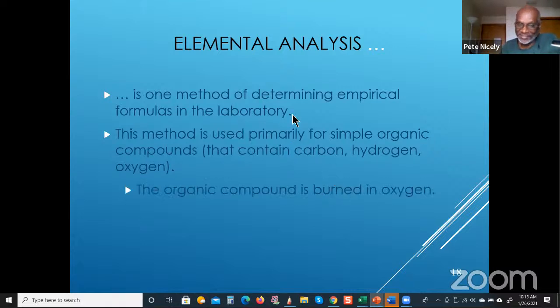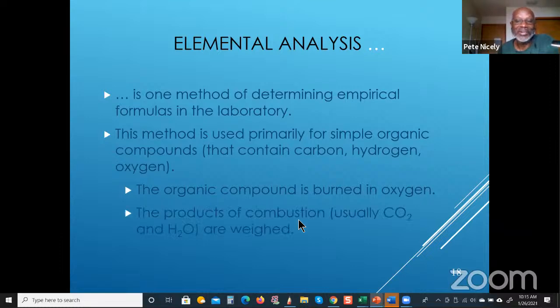So the way this works is that the compound is burned in oxygen. And this is something that you should know from your previous experience. When you burn an organic compound, any compound that contains carbon, hydrogen, and oxygen, you're going to get products. And the products will be carbon dioxide and water. And that's assuming that the combustion is complete, all right? You have burned the compound completely, and therefore you're going to end up with carbon dioxide and water, all right?